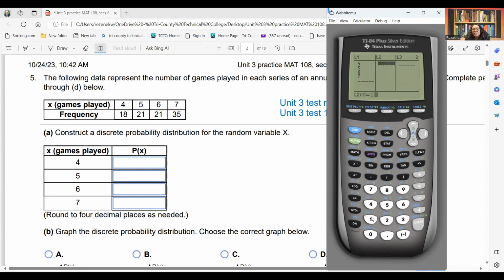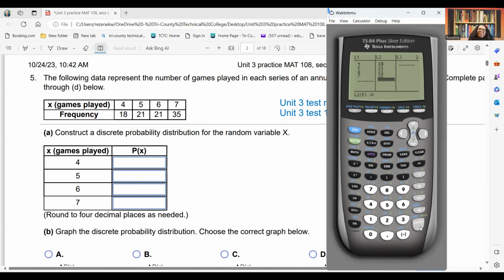So the first frequency is 18. The other one is 21. The other one is 21. And the last is 35. And then the question is going to ask me to find, let's see what the question says. It says find the probability. You already know that probability is the same as relative frequency.